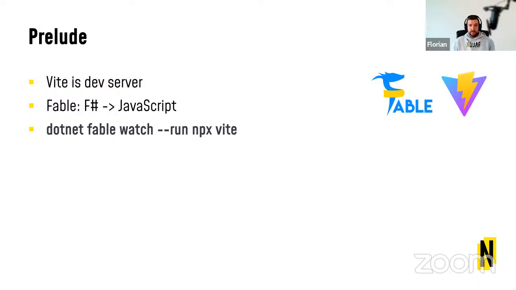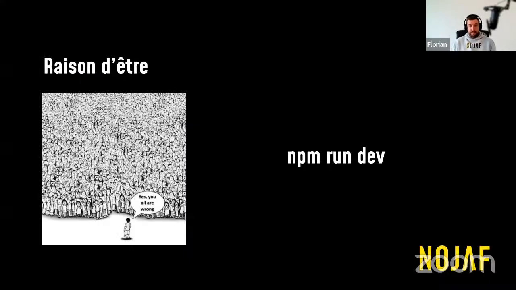The way you can currently combine the two worlds is by running the .NET Fable tool. That is a .NET tool which you invoke with the watch command. Typically, you want to say, hey, Fable, start compiling my files, watch them if they change, and then recompile them to JavaScript. And then there's this run npx vite, where you basically say that every time something did compile, or after the initial compile, you want to start a Vite process, which then acts as the dev server. Now, my biggest issue with that is that I don't think that should be the developer experience.